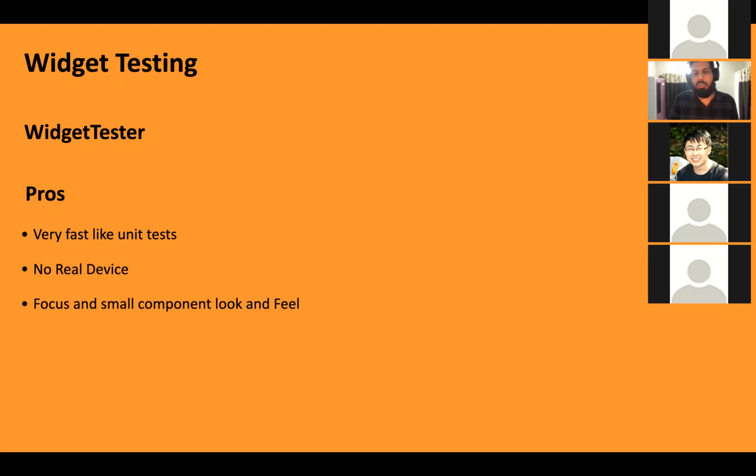Now we are doing widget testing using the widget tester object. The advantage is it's very fast, almost like a unit test. It doesn't require any real devices, and it's focused on a very small component's look and feel. So that is what the widget test gives us. But the disadvantage is the parent widget dependency. As we see, in order to test a project row, I need to wrap it into a bloc provider and then material app. So let's say if you are testing a widget which is 10 levels deep in your hierarchy, then you need to wrap it into widget after widget until you get that dependency.